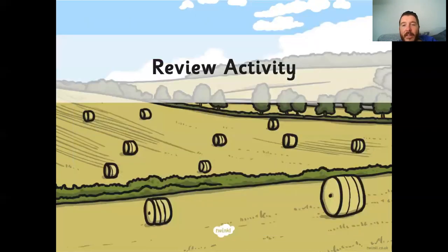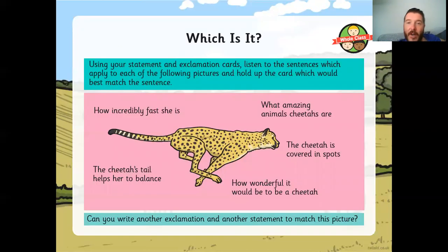Let's move on. So then our review activity, we're going to do some quizzes to see which type of sentence it is. So using your statement or exclamation card you made, or by shouting out statement or exclamation, listen to the sentences which apply to each of the following pictures and hold up the card which would best match it. Okay. So how incredibly fast she is. Exclamation or statement. That's an exclamation, isn't it?